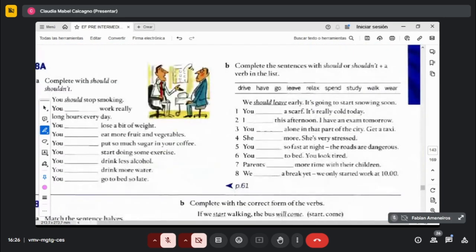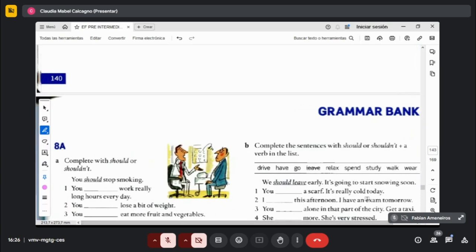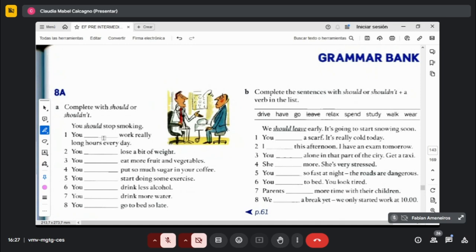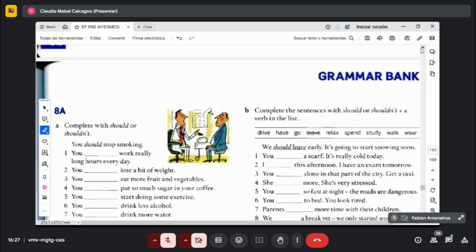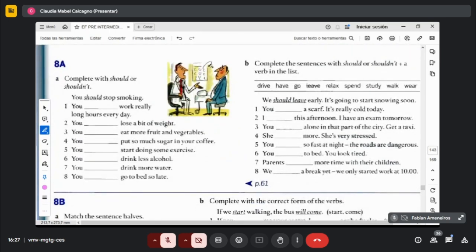So let's do an activity. This is from page 140, activity 8A. Okay, it says complete with should or shouldn't. Quite simple. This is your recommendation. Okay, so I will give you 2 minutes.